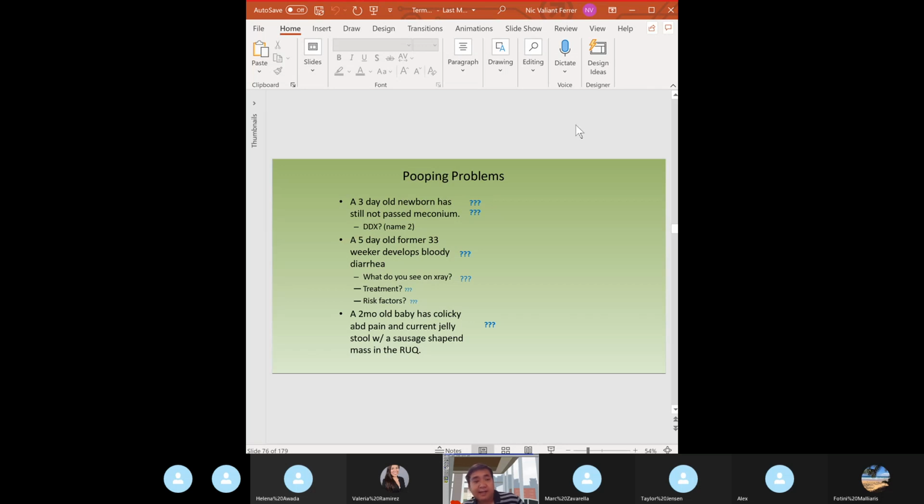Gastrografin enema. A 5-day-old, former 33-weeker, so a preemie, develops bloody diarrhea. This is necrotizing enterocolitis. We see on X-ray air in the wall, pneumatosis intestinalis. Treatment: NPO, TPN. Risk factors, for example, early introduction of feeds and formula.